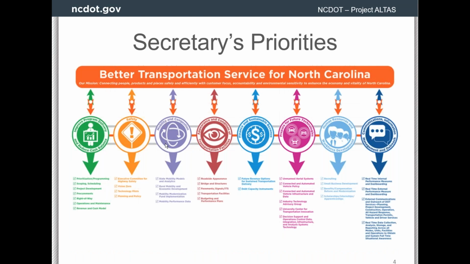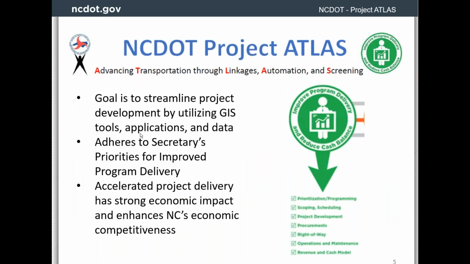The vision for Project Atlas and this support of the project delivery process came through a vision that we had in our previous Secretary of Transportation, Jim Trogdon. He basically laid out 8 priorities, and we fit into the lead one there in green. And basically, we were to streamline project development by utilizing GIS tools and data.